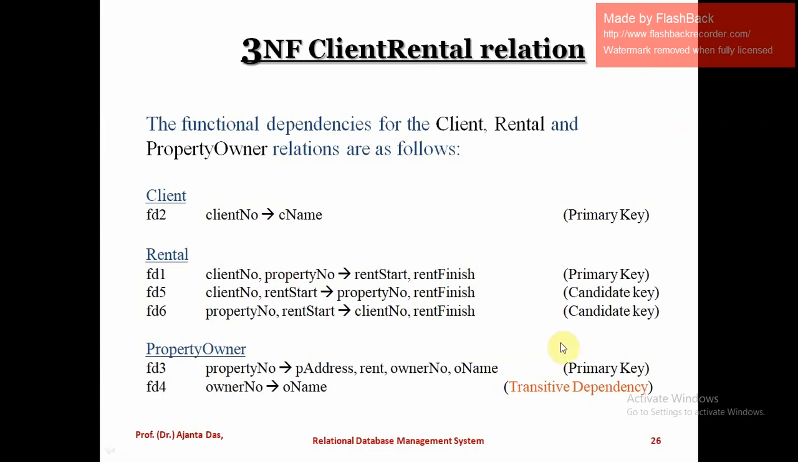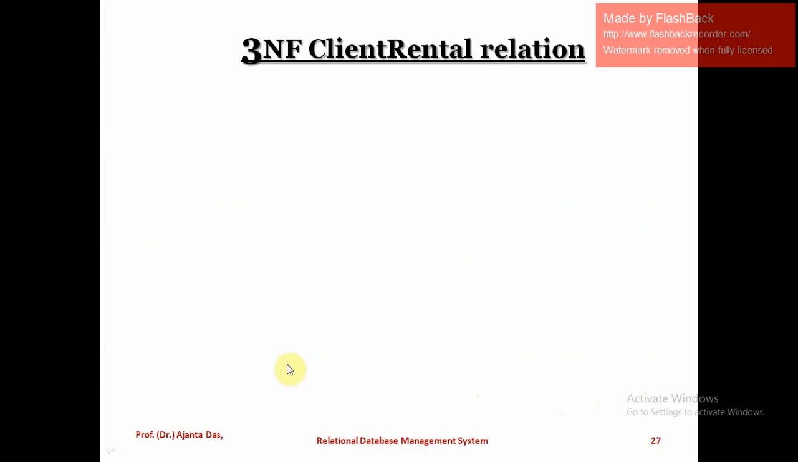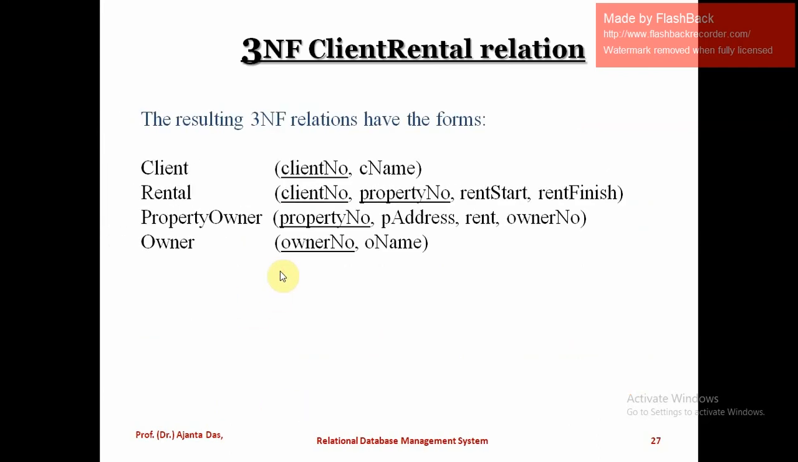So till now we have this property owner, where we have all this, but owner number and owner name have that transitive dependency, which we have to remove. Let's see what the other sub-relations are. So now we have removed owner name from the third one and we have found the fourth one, owner number and owner name, where owner name is fully functionally dependent on owner number. So now we have these 4 sub-relations in third normal form.